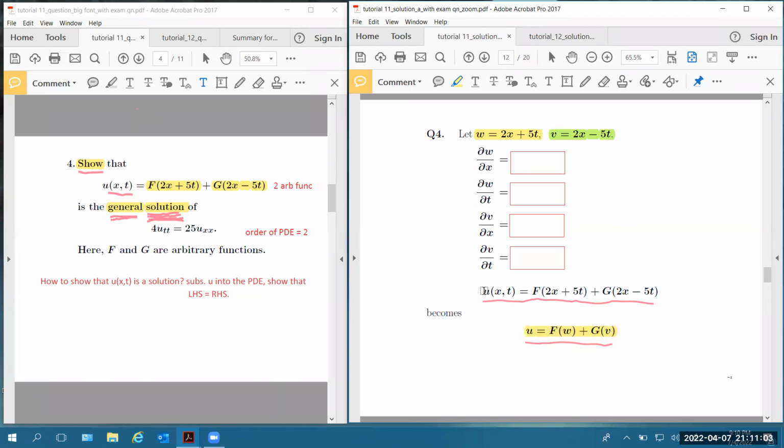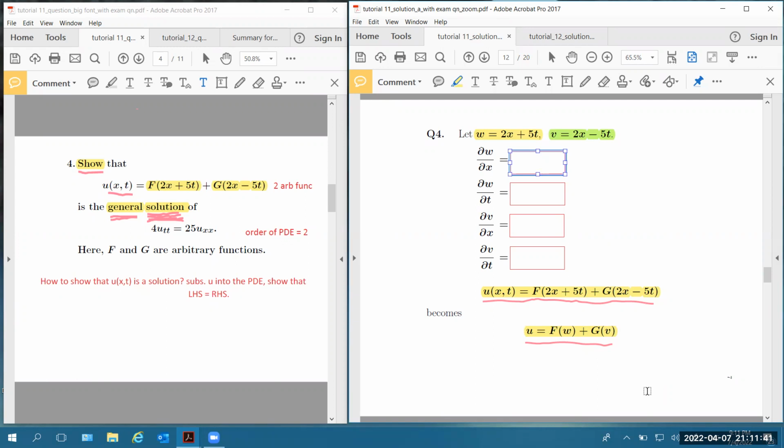From here, we can just write u equal to f(w) plus g(v), and we'll work from here. It is simpler because now it's a function of w only, and here a function of v only, so it's somewhat like single variable. Before we carry on, later on I will need all these partial derivatives: del w del x, del w del t, del v del x, del v del t.